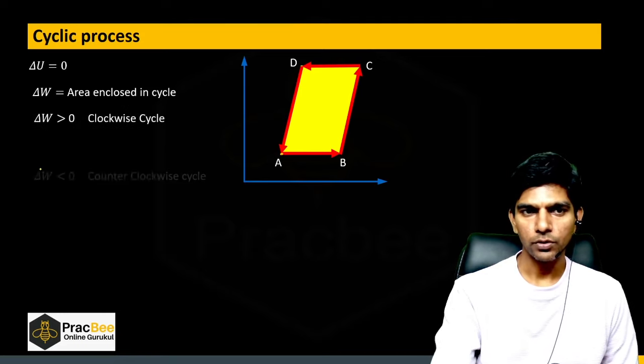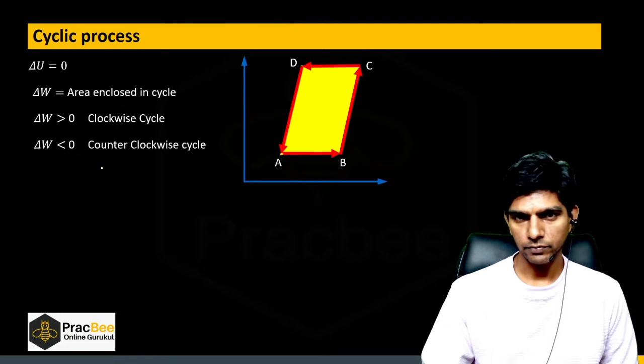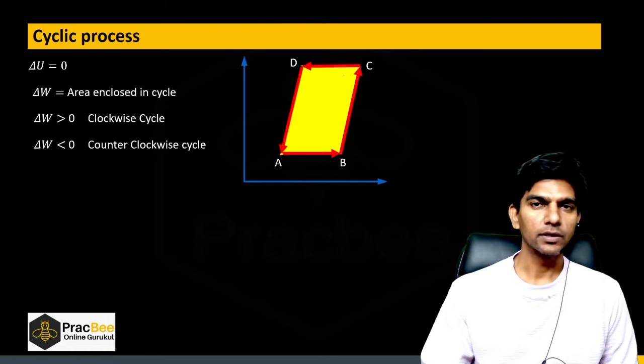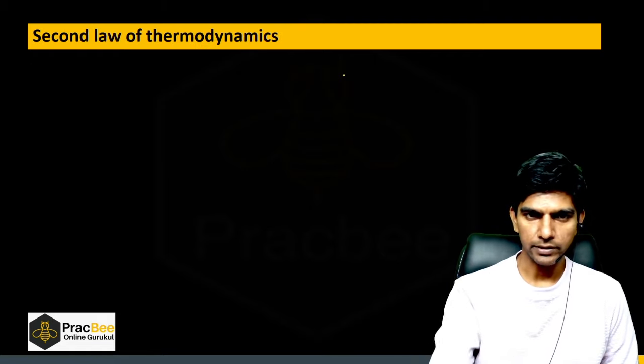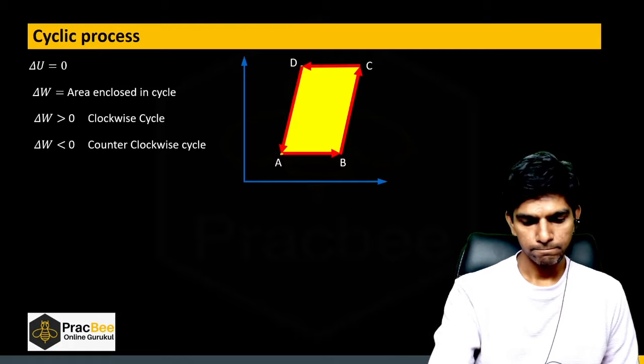And if we have a counterclockwise cycle, the work done will be negative. For in this particular diagram, since we have a counterclockwise cycle, the work done will be negative. So we have to remember this, right?